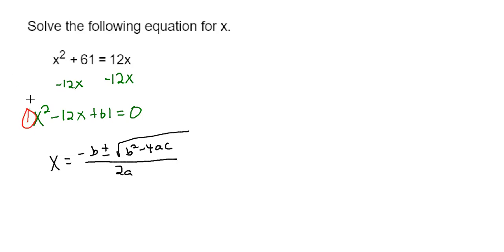Well, a is going to be equal to 1 again. b is going to equal negative 12. c is equal to 61. So let's plug those numbers in. We'll have x equals negative.